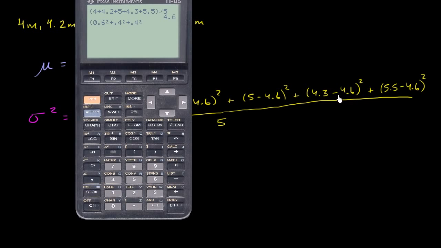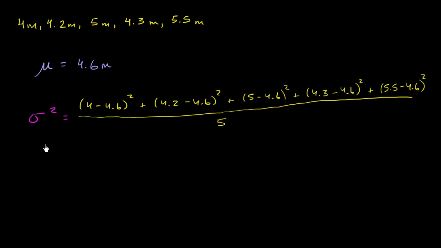4.3 minus 4.6, that's negative 0.3. The negative goes away when you square it, so it's going to be plus 0.3 squared. And then finally, 5.5 minus 4.6 is going to be 0.9, so plus 0.9 squared. And then we will divide by the number of data points we have. And we get 0.316. Now, let me ask you a mildly interesting question.